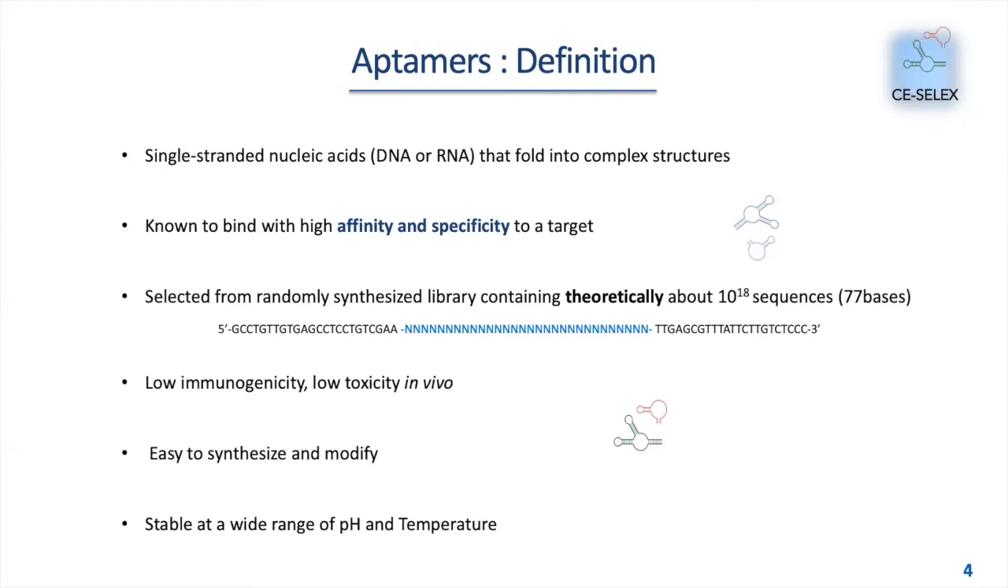For this project, we started from a library containing 77 nucleotides. You can see here both priming regions, and in the middle, 30 nucleotides that were random, leading to a theoretical number of about 10^18 sequences. But as Dr. Gregory Penner said yesterday, this number is just theoretical. In fact, we had more like 10^10 different sequences.